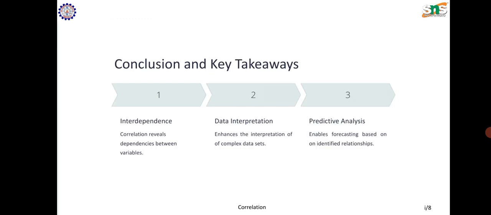Conclusion is: interdependence, data interpretation, predictive analysis. Correlation reveals interdependencies between variables, enhances the interpretation of complex data sets, and enhances forecasting based on the identified relationships.